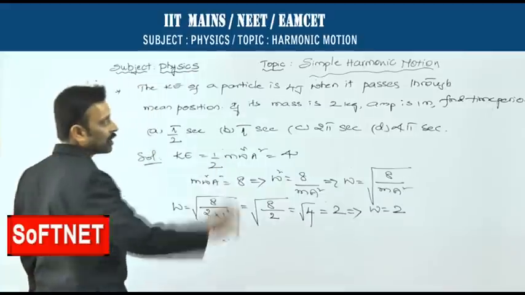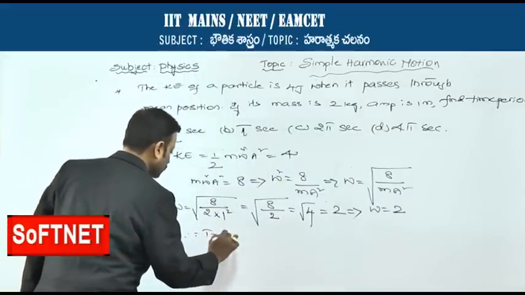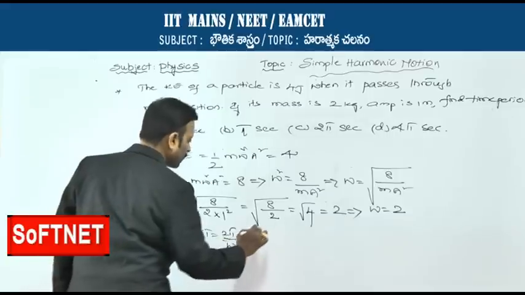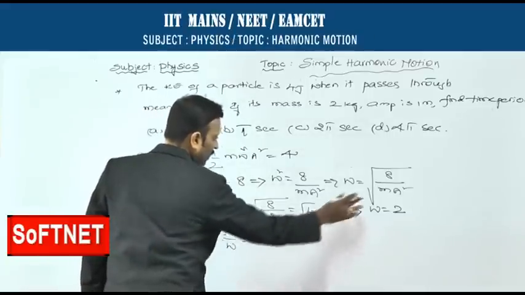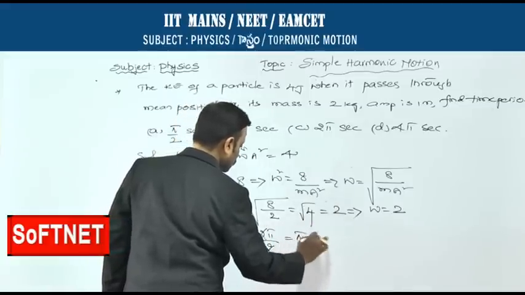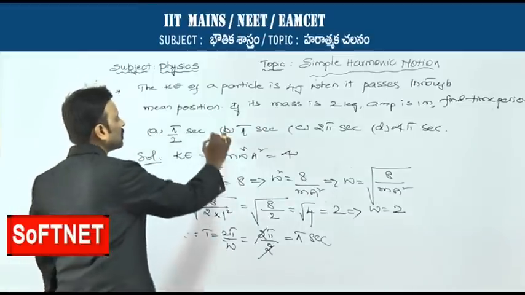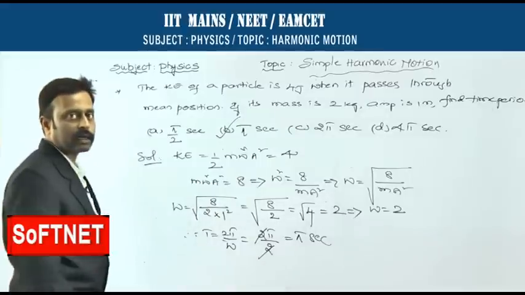But what you are asked to calculate? Time period. Since T is equal to 2 pi by omega, I am substituting the angular velocity as 2, they both cancel. So you are getting the time period as pi seconds. Second option is correct one.